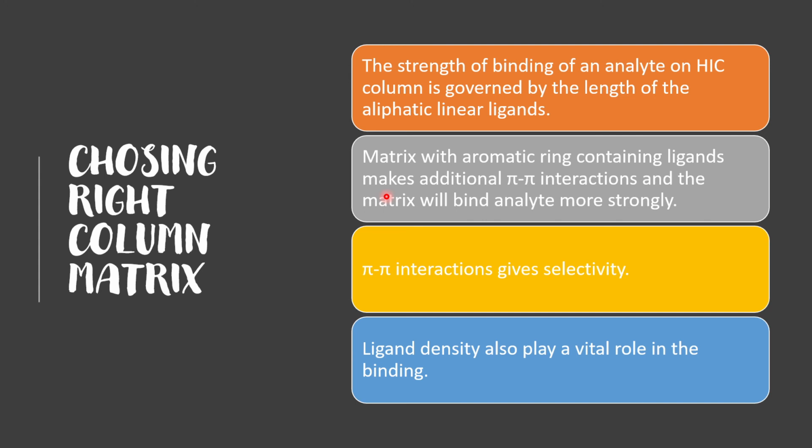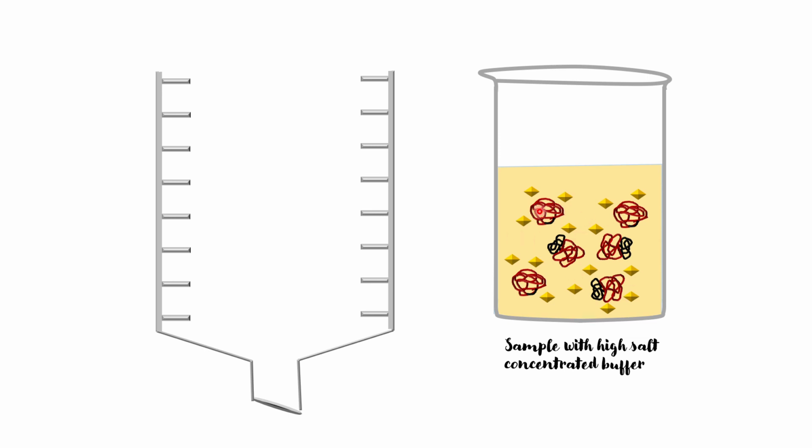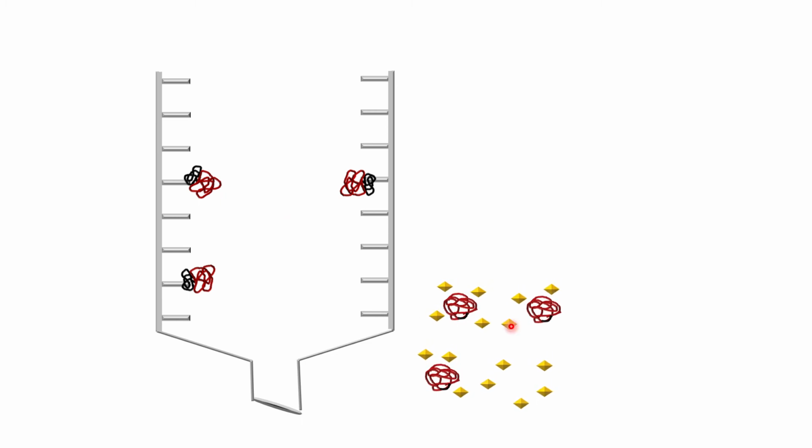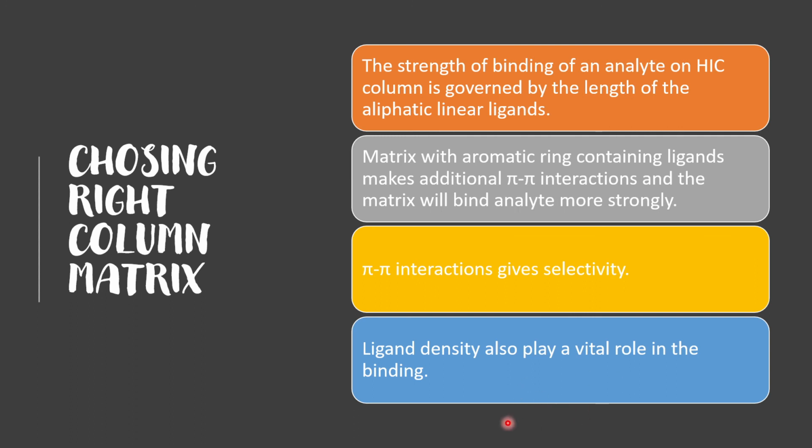Hydrophobic interaction chromatography exploits the pi-pi interaction between the two hydrophobic groups, and a matrix having an aromatic ring containing ligand binds the analyte more strongly. This pi-pi interaction also gives more selectivity, as we have other molecules too which have a low number of hydrophobic patches. The pi-pi interaction allows only those which have a stronger pi-pi interaction and excludes those which have lower pi-pi interactions. Also, the ligand density plays a vital role in the binding.